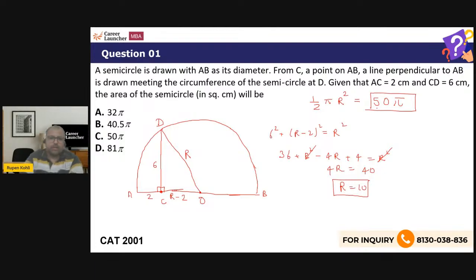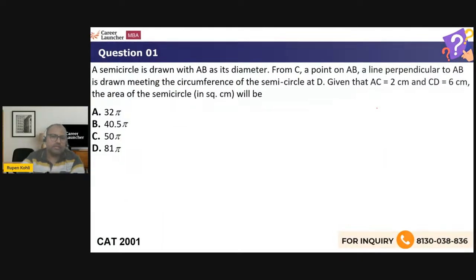So a basic question to start with, and the moral of the story is that constructing radial lines will typically lead you towards the solution, right? And let's see more things. There are many things to look at in circles.